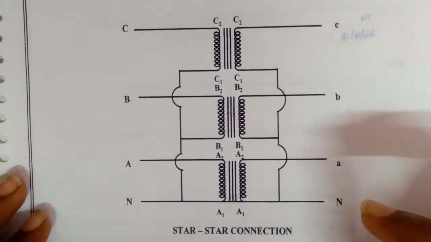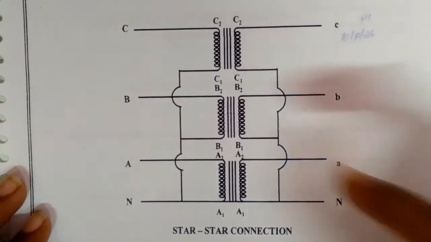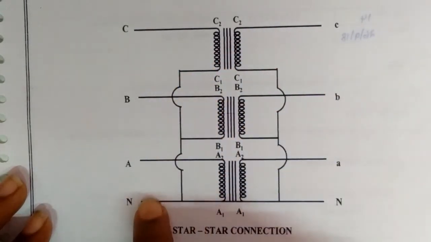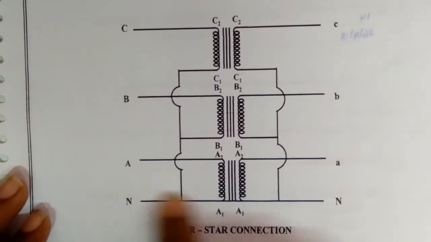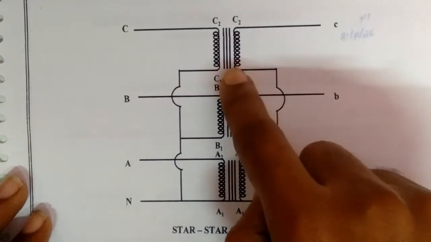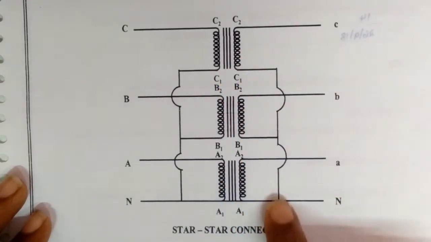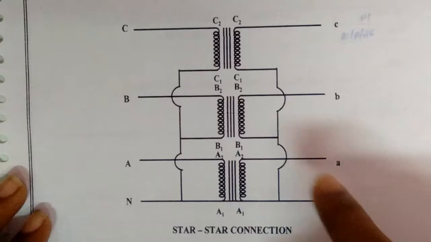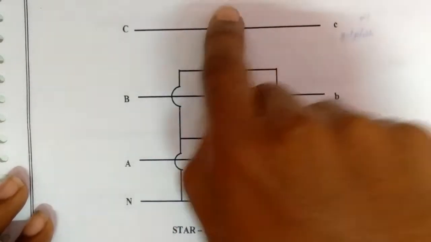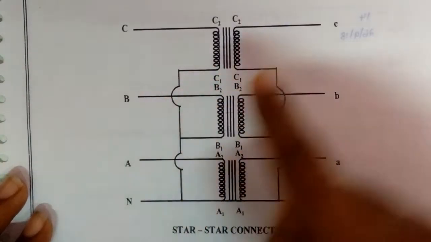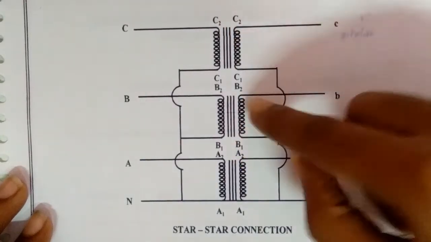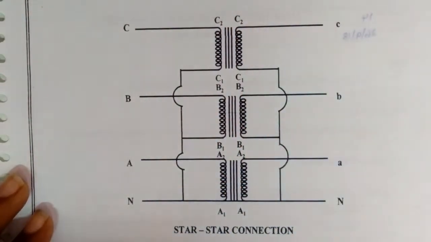To make star to star connection, A1, B1 and C1 are short circuited and given to the neutral. Now A2, B2 and C2 are given to the supply, and here the A2, B2 and C2 are given to the load. This is star to star connection.